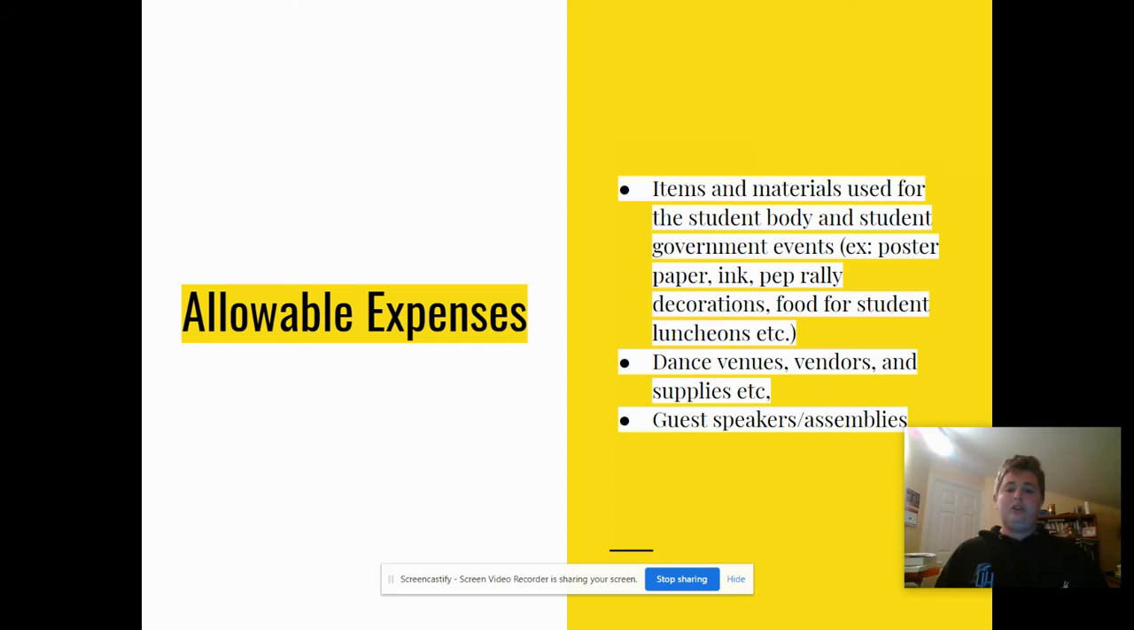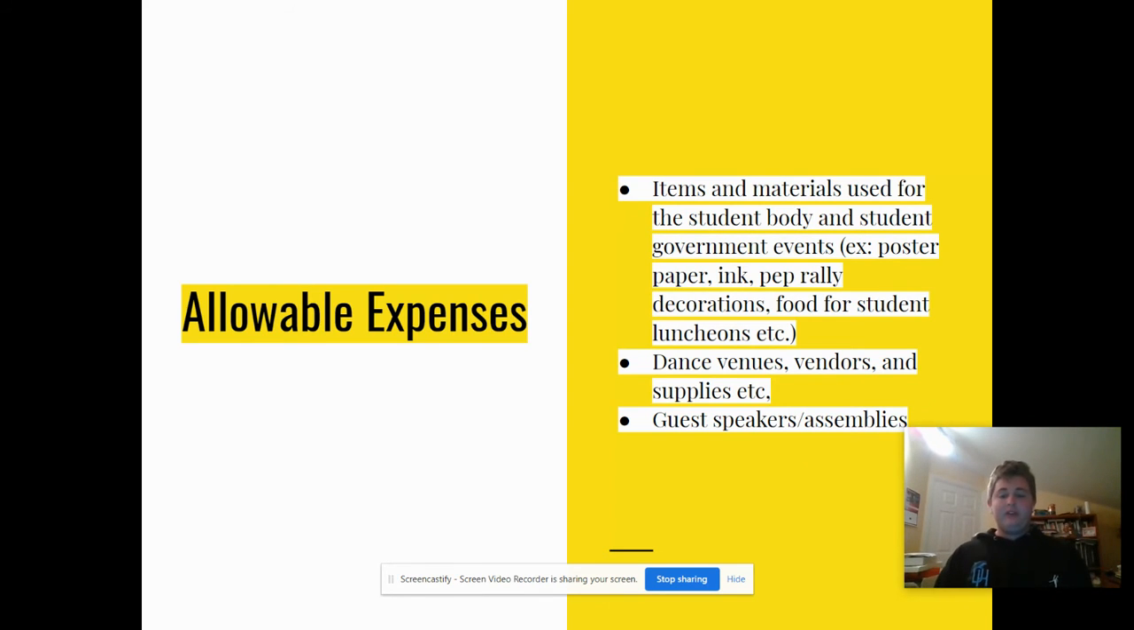For example, if you're bringing an ice cream truck to your homecoming dance, that is an allowable expense. In addition, guest speakers and assemblies are used by ASU funds. Specifically to Dana Hills, we have a What If Week where we have inspirational speakers come, and we do use the student government expenses to pay for that. So those are a few allowable expenses.